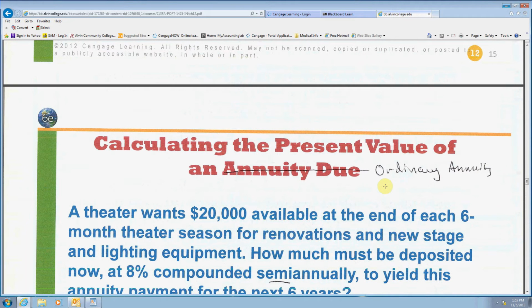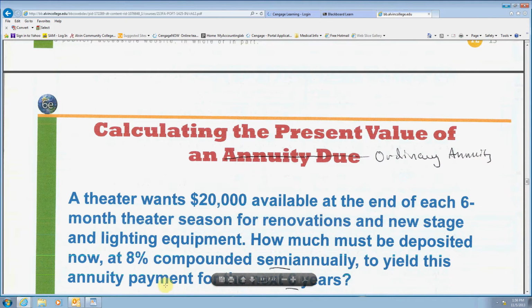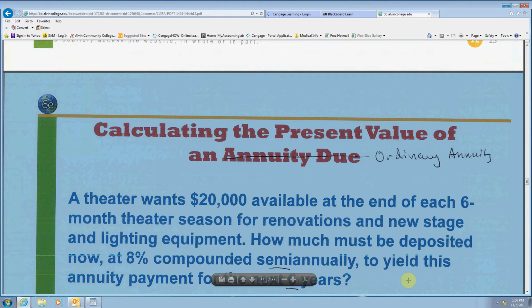Okay, we're going to figure a present value of an ordinary annuity. A theater wants $20,000 available at the end of each 6-month theater season for renovations, a new stage, and lighting equipment. How much must be deposited now at 8% compounded semi-annually to yield this annuity payment for 6 years? So use your steps that we just went over, and I want you to figure what you will have for your payment. You can pause the presentation at this time to do that.